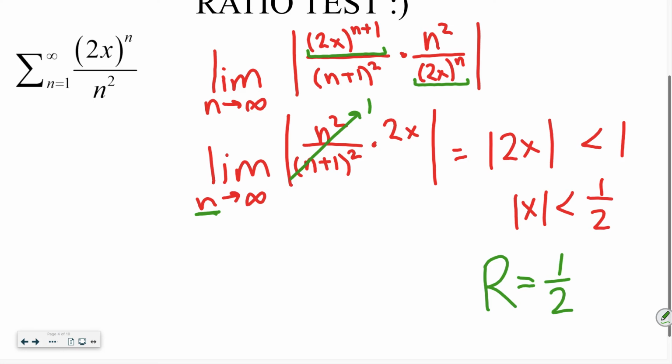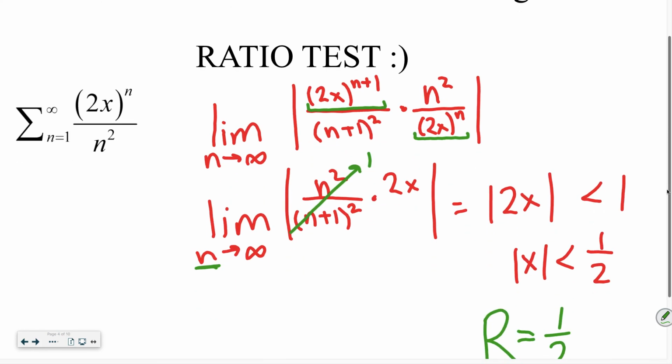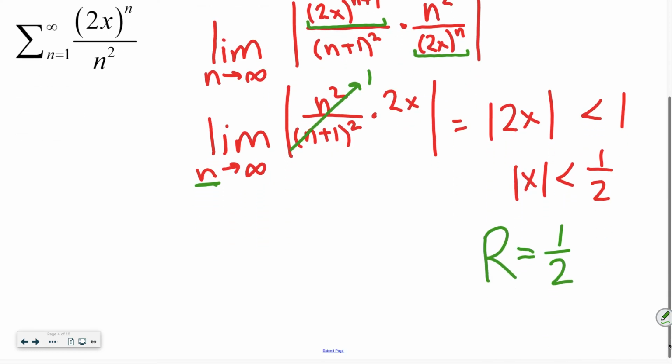So if I were to plug in 1/4 for x, that series would be convergent. If I were to plug in negative 1/4 for x, that series would be convergent. But anything outside of the 1/2 would not. We'll talk about the 1/2 specifically, but right now I just want to focus on radius of convergence. All right, let's look at another one.